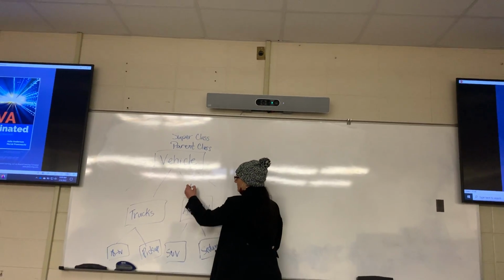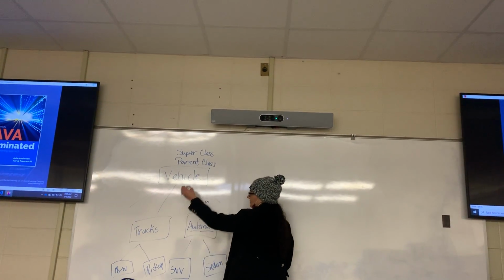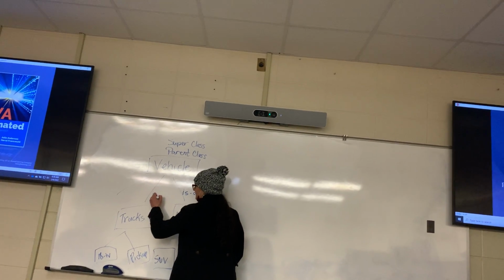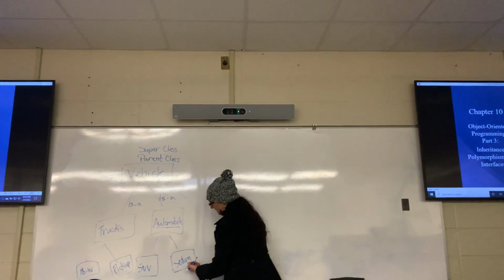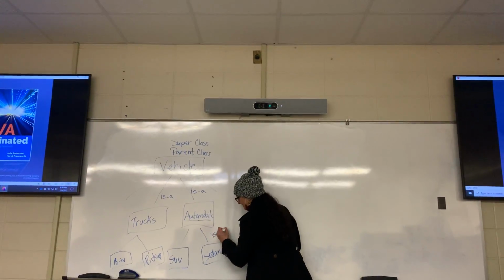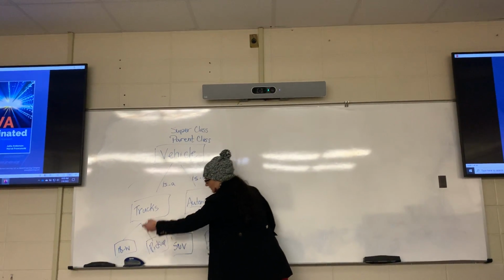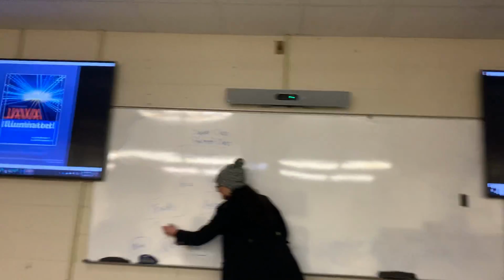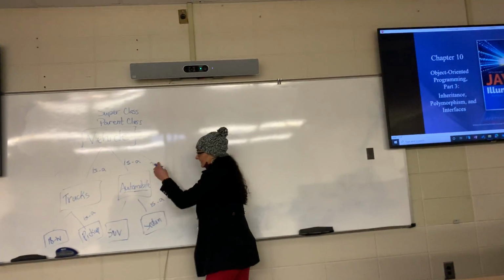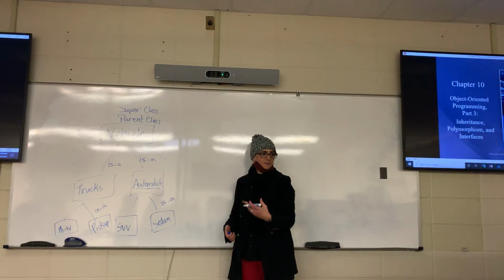So what are we talking about here? An automobile is a vehicle. A truck is a vehicle. And then a sedan is an automobile; an SUV, pickup, 18-wheeler is a truck. So this is true inheritance here. "Is a" is your inheritance.